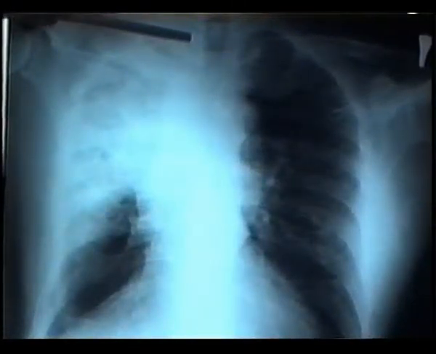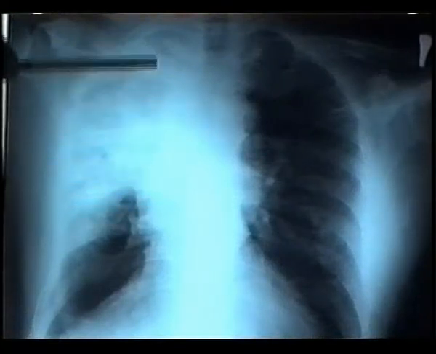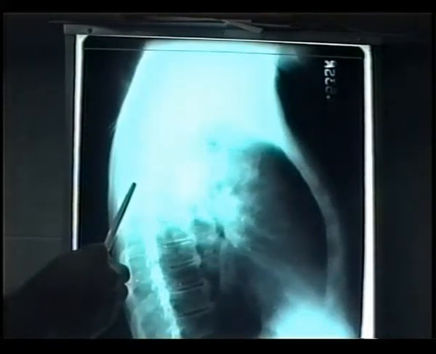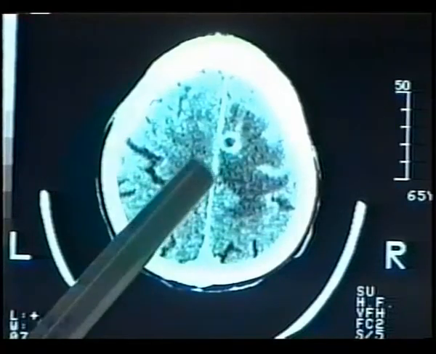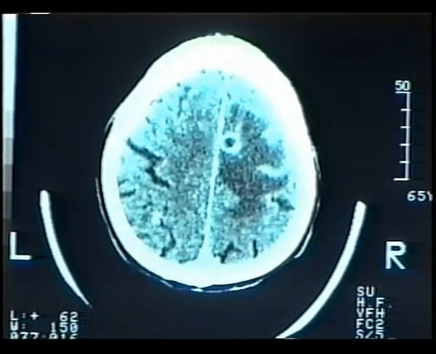This man with hemoptysis and confusion had a large right upper zone opacity. On lateral chest X-ray, the consolidation of the apicoposterior area was seen. CT scan of the head was done, showed secondary surrounded by an area of edema.